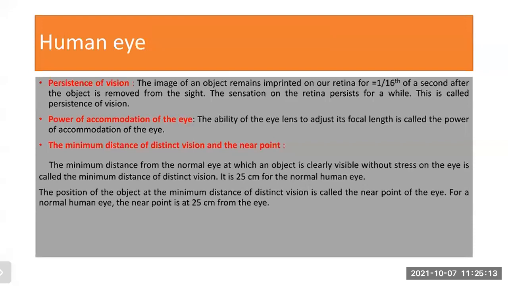Then power of accommodation of eye. It is the ability of the eye lens to adjust its focal length. Remember this thing. The ability of the eye lens to adjust its focal length is called the power of accommodation of eye.